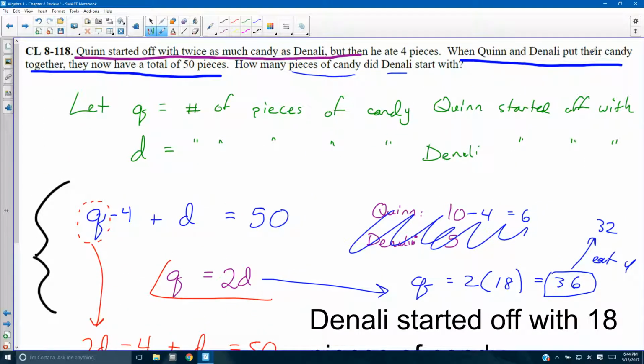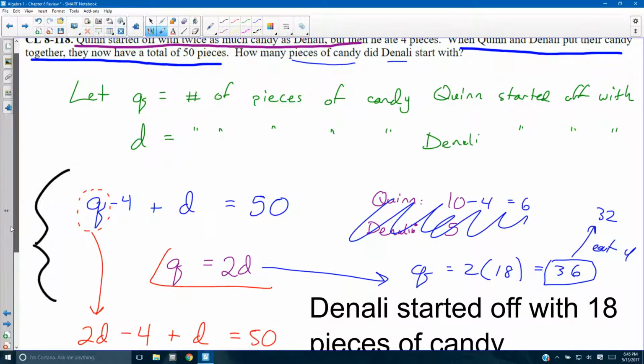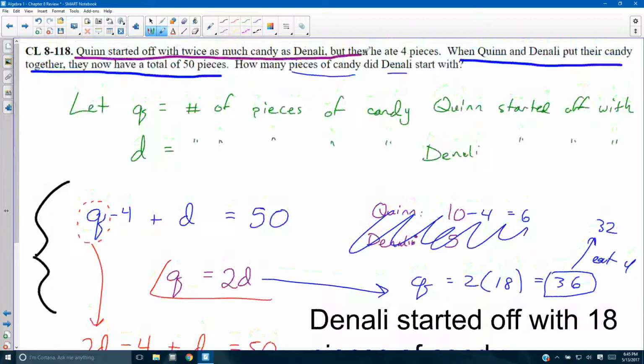When Quinn and Denali put their candy together, they now have a total of 50 pieces. Well, Quinn has 32, Denali has 18. 32 plus 18 is 50. So that lines up as well. I'm confident my answers are correct, as long as this he is Quinn, not Denali. If it's the other way around, of course, I could figure that out with you as well. Right now, I'm going to leave it as that. I believe that's probably what the answer key says.